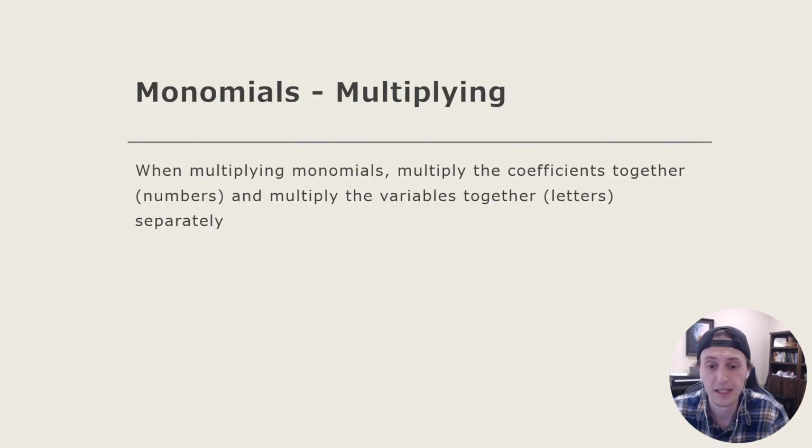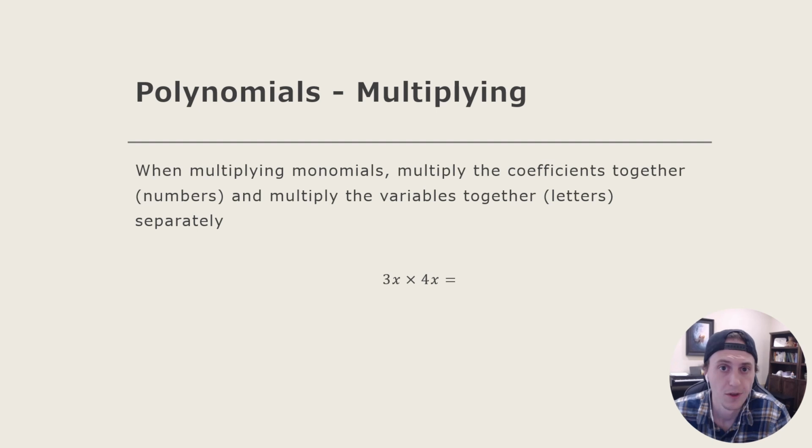Let's move on to multiplying. With multiplying polynomials, first we should work on multiplying monomials, mono meaning one. So the way to multiply monomials is multiplying the coefficients together, which are the numbers, 3 times 4, and multiplying the variables, the letters, together separately, x times x. So this one, you should have 3 times 4, which is 12, and you should have x times x, which is x squared. So it comes out to be 12x squared.